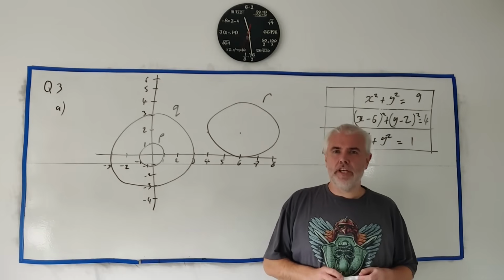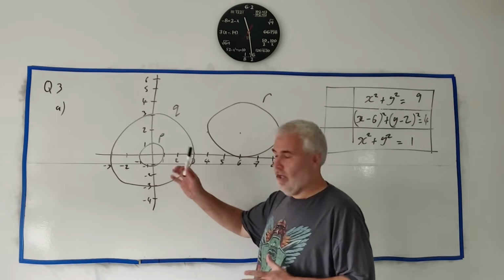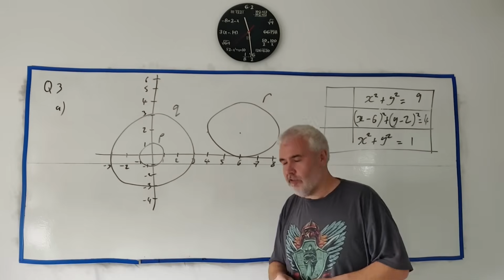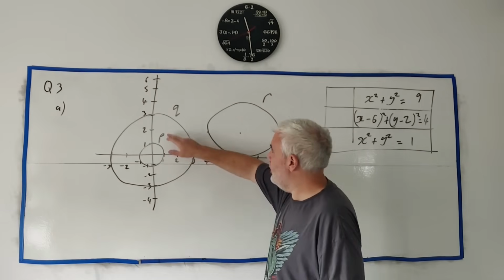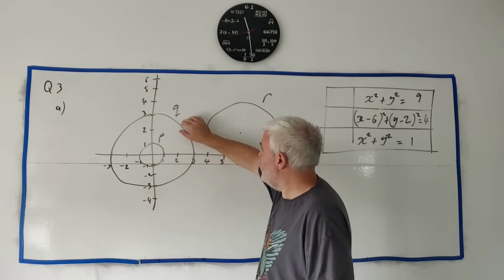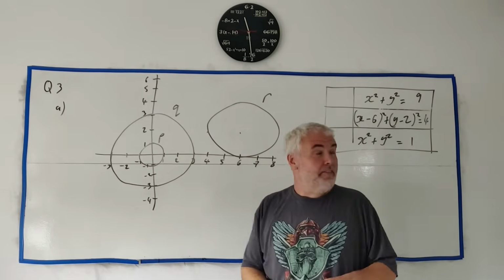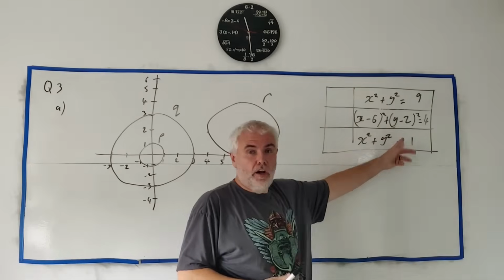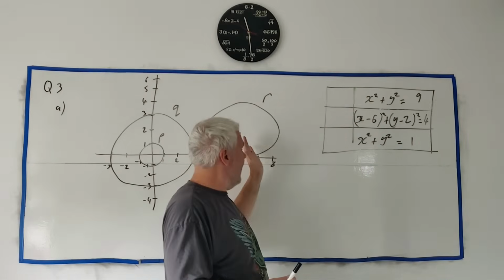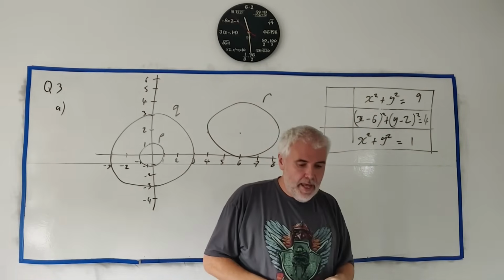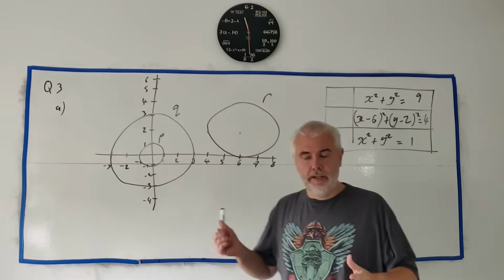In question 3, they give us 3 circles that I've tried to draw roughly accurately here. That's P, Q. P is the small one, Q is the larger one off to the side. And they've given us 3 equations of circles, and they want us to just match these up with these. Now there's more than enough clues here to do this.